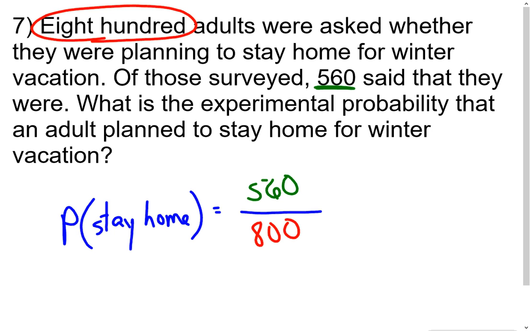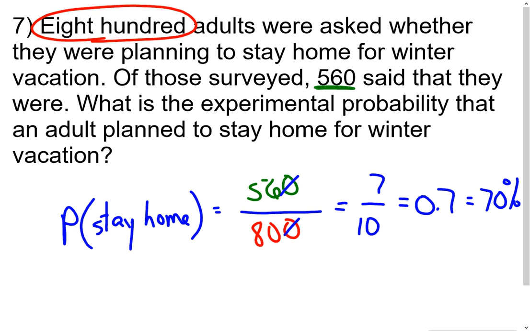And now we just look at simplifying our fraction. So the first thing I look at, both are divisible by 10 because they both end in 0. And now I have 56 over 80. 56 and 80 are both divisible by 8. 56 divided by 8 should put us at 7. 80 divided by 8 should put us at 10. So 7/10 is our probability. If you want it as a decimal, 0.7. If you want it as a percent, 70%.